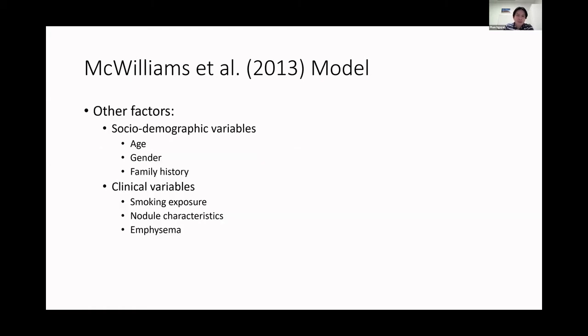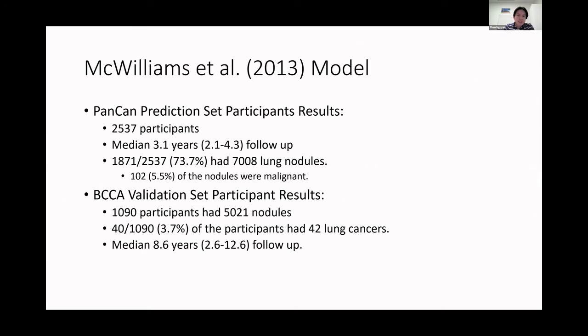Age, gender, and family history were also looked at, and of course, smoking history and the history of emphysema. So the PanCan prediction set were more than 2,500 participants and had 3-year follow-up. 102 or 5% of the nodules were malignant. And in the validation set, this was 1,000 participants who had 5,000 nodules and 42 lung cancers overall.